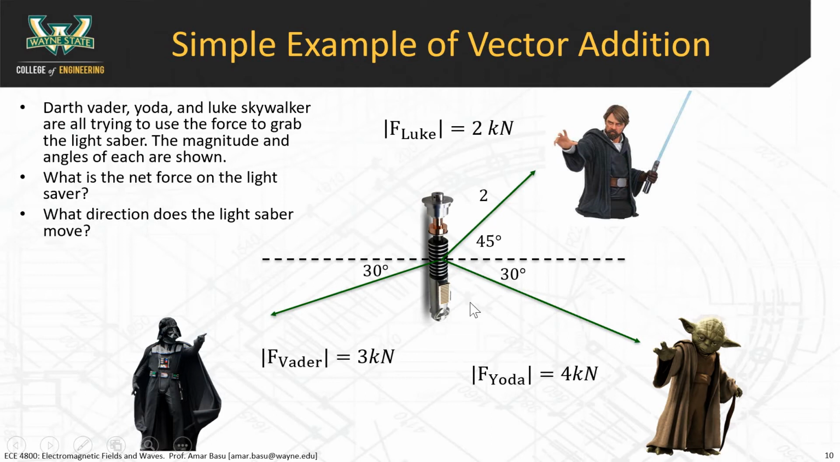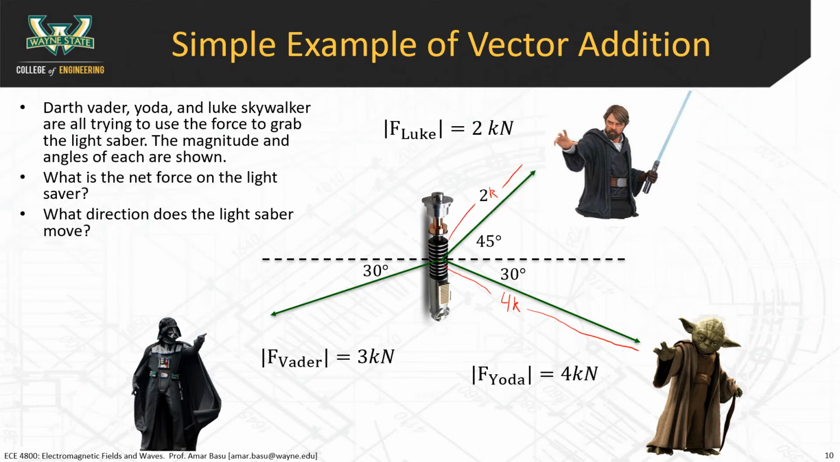All right, so Yoda is pulling with. So what we can say here is that the magnitude of this vector here, we can call this 2k, and k is just shorthand for 2000, and this will be 4k here for Yoda. So when we're talking about magnitude, we're talking about simply the length of the vector here.